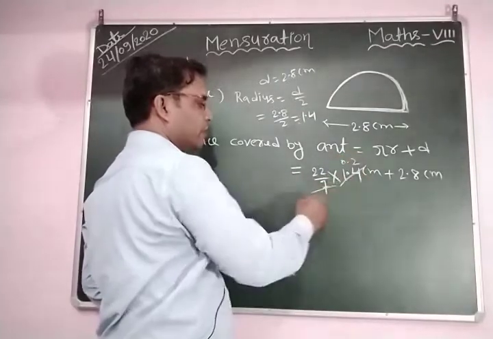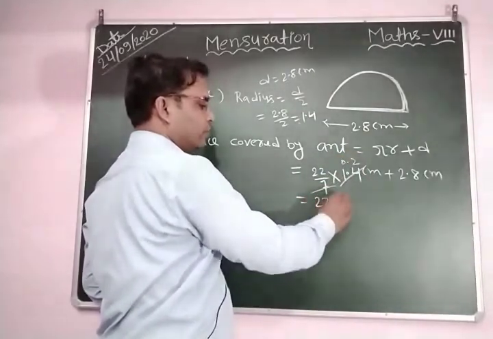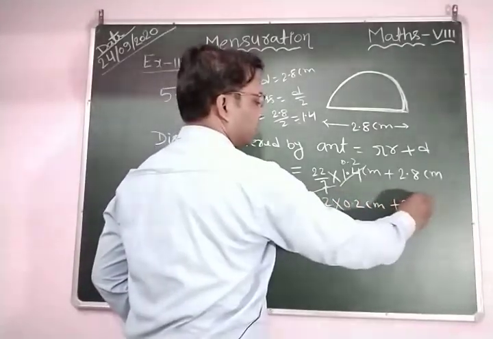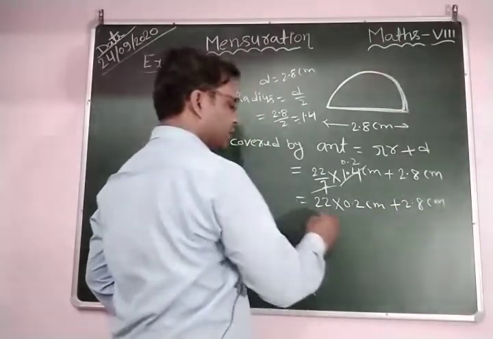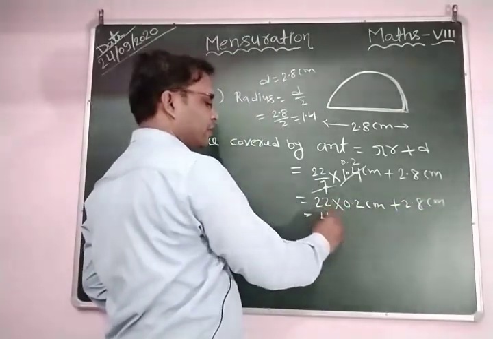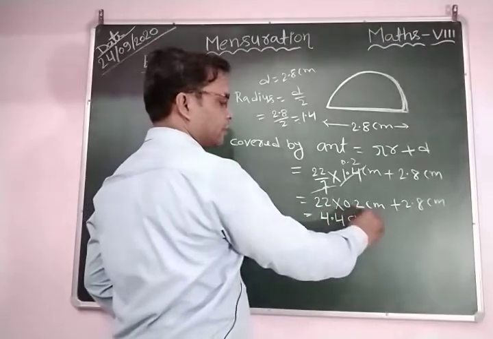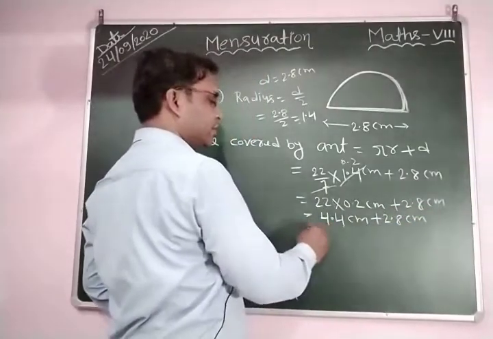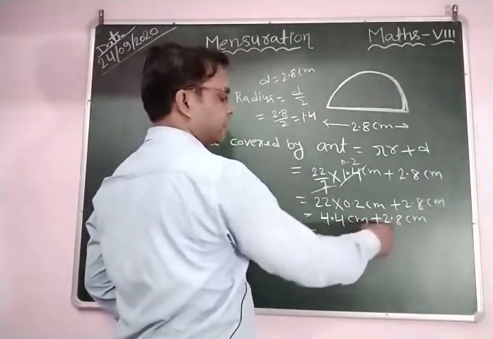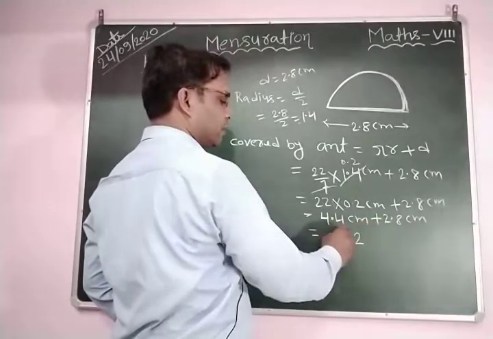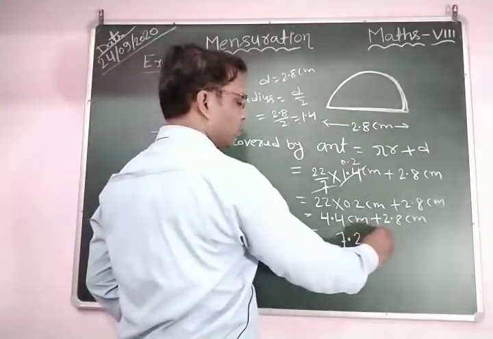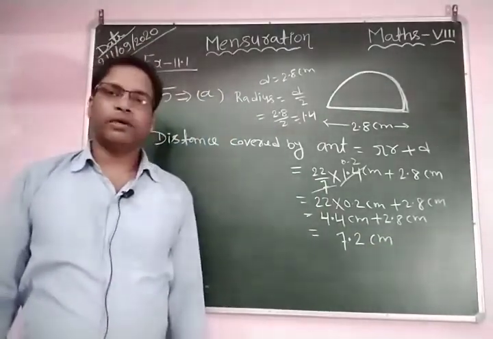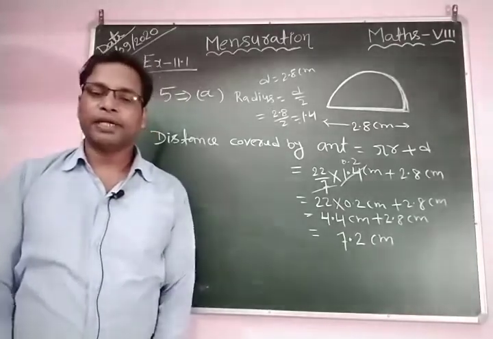0.2. Okay, so 22 into 0.2 centimeter plus 2.8 centimeter. So if you multiply this, then you obtain 4.4 centimeter plus 2.8 centimeter. This is equal to, if you add them, 4 plus 8, 12 carry 1, 3 on 7, and 7.2 centimeter. So students, I hope all of you understood this question, and now we are going to discuss the next part of this question.